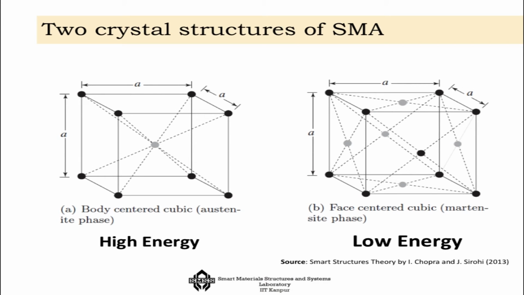Now as I told you, this shape memory material has two different types of structures. In the austenite phase it has a body centered cubic structure. You can see the atoms at the corners and at the center of the body, whereas the low temperature phase has a face centered cubic structure. You can see that instead of just at the center of the body, there are these atoms which nicely come into the center of the faces.